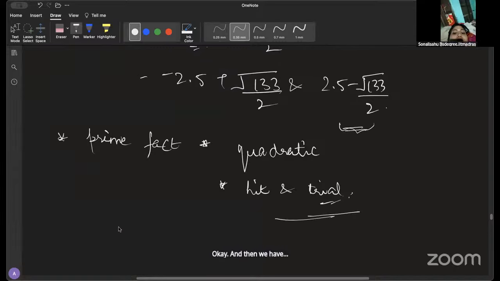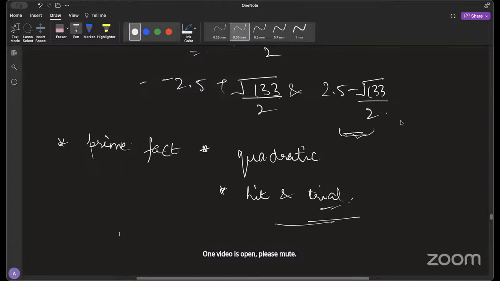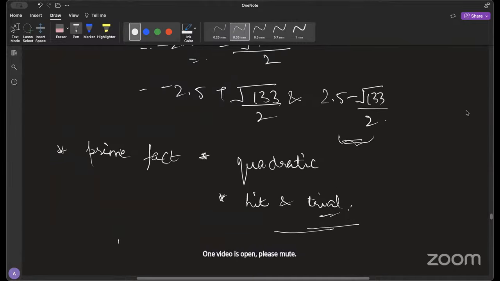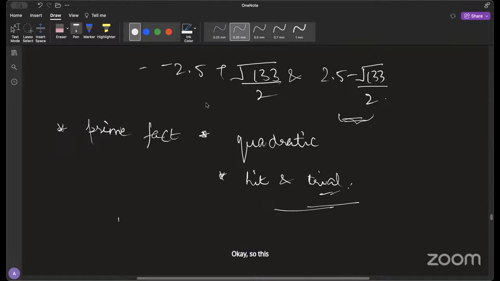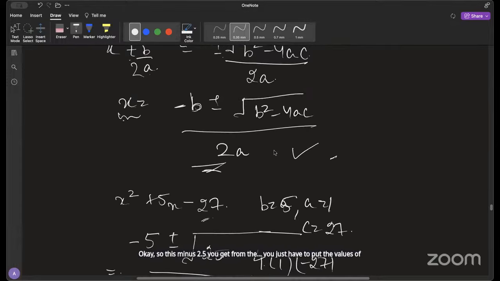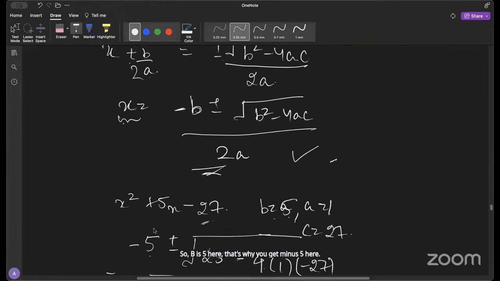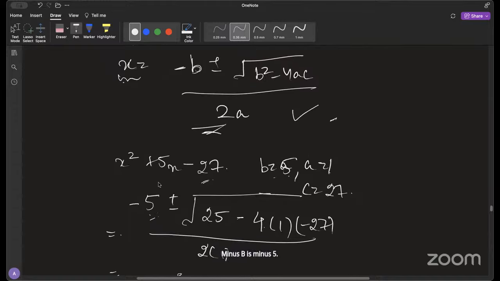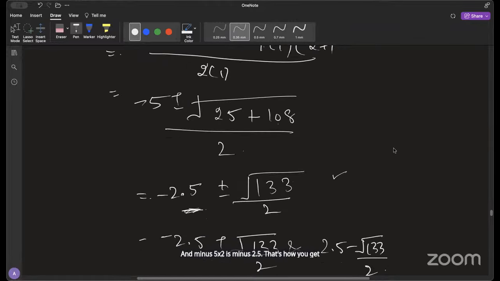And then we have minus, so this is 2.5. How do we get minus 2.5? Someone's video is open, please mute it. Okay, so this minus 2.5 you get by just putting the values into the equation. So b is 5 here, that's why you get minus 5 here. Minus b is minus 5, and minus 5 by 2 is minus 2.5. That's how you get 2.5.